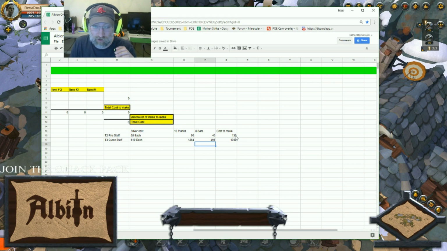Now to get from tier 3 to tier 4, 625 was the most expensive tier 3 curse staff that I purchased. To craft one, planks costing 16 of them is 1264 silver, and 8 bars is 496. Both of these together crafted will make me one curse staff when it costs 1760, so it's almost 3 times as much to craft the staff as it is just to buy the staff already made.